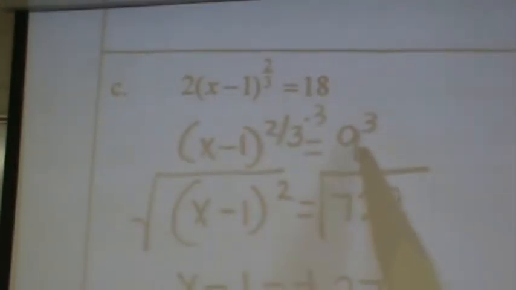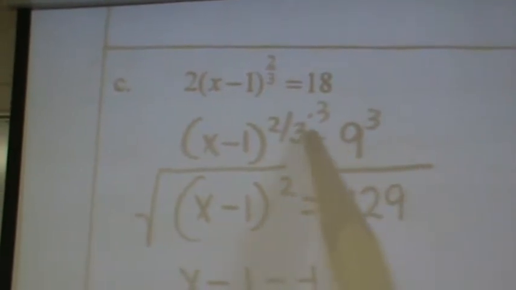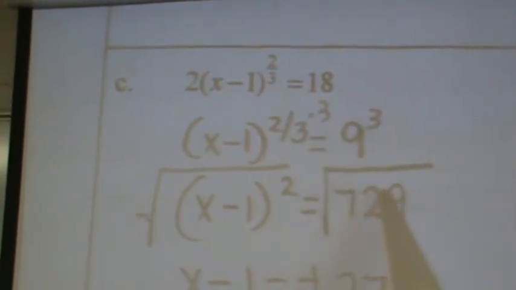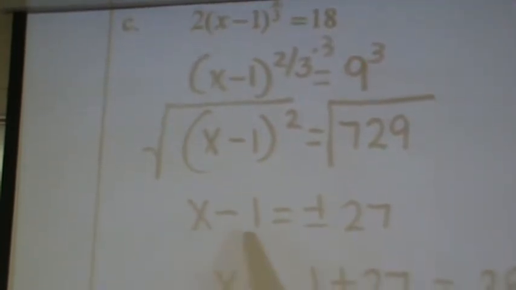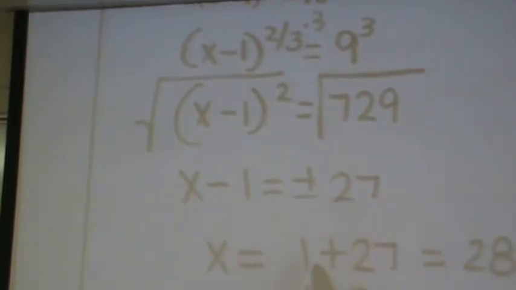For C, divide by 2, you get 8. You get 9. Then I would cube both sides first. You get 729. Then square root both sides. So x minus 1 is plus or minus 27, and then add 1. So 1 plus 27 is 28, and 1 minus 27 is negative 26.